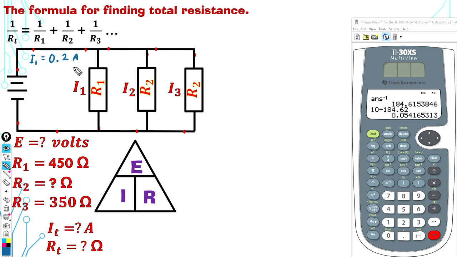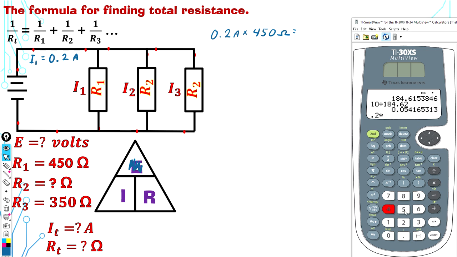So on this one, I'm going to find the total voltage by using the current going through this resistor. So I'm looking for voltage, I times R. So I've got 0.2 amps times 450 ohms of resistance. 0.2 times 450. All right, so I got a big battery on this one. So I've got 90 volts. Right, so I've got 90 volts here and 90 volts here.